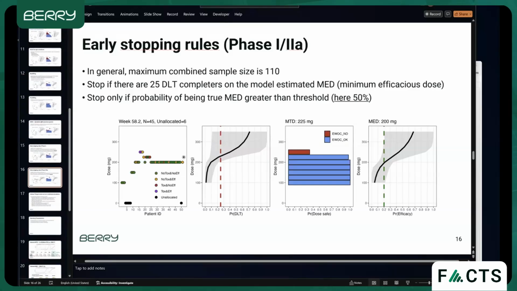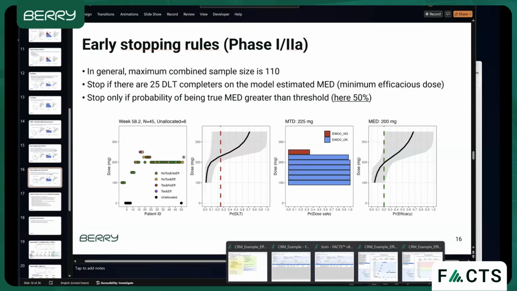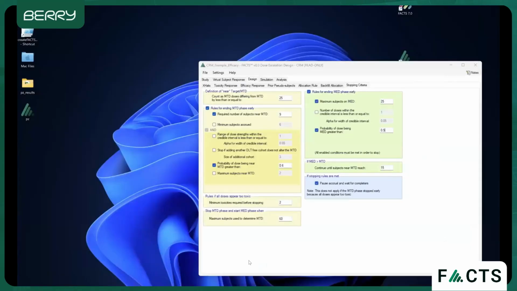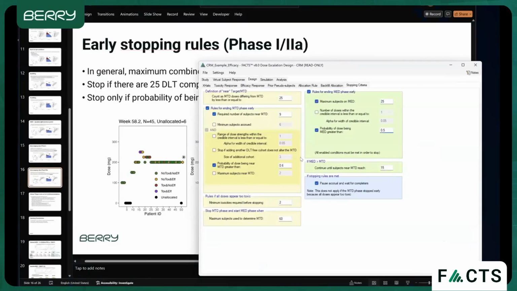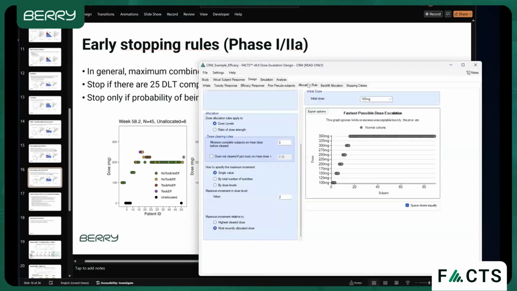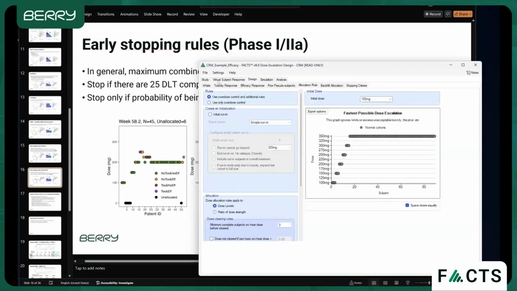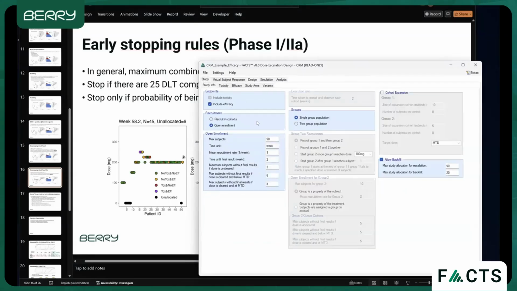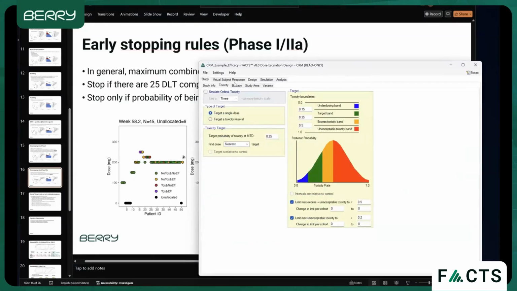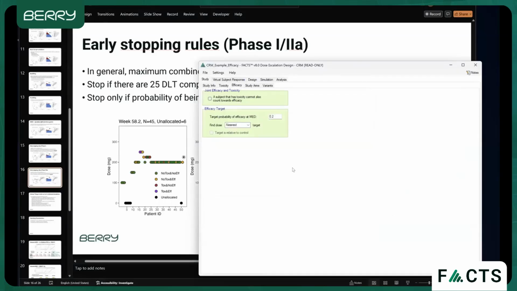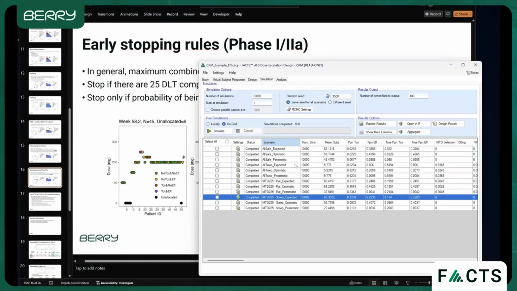So when you're designing this trial, there's a lot of moving parts here. The stopping criteria interact with the priors. It interacts with the allocation rules. It interacts with what you've set as your toxicity targets, as your efficacy targets. All of these things interact. There's lots of moving parts, and it's not easy to design a trial like this.